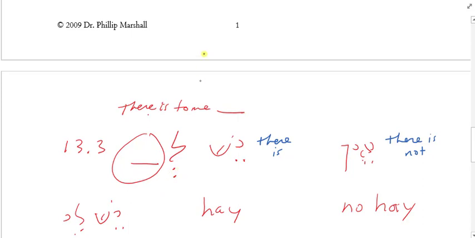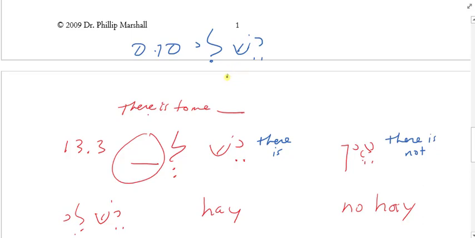Now how would I say that in Hebrew? Yesh, there is. How do I say to me? Li, there is to me. And then, whatever I have, a horse. Yesh li sus. Okay, so everybody say that with me. Yesh li sus. There is to me a horse means I have a horse. Okay? I have a horse.